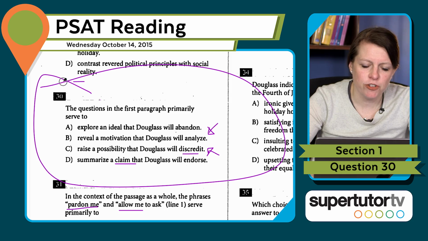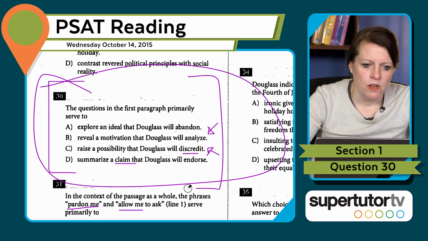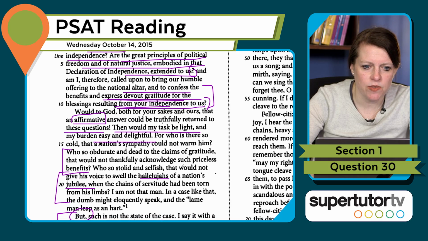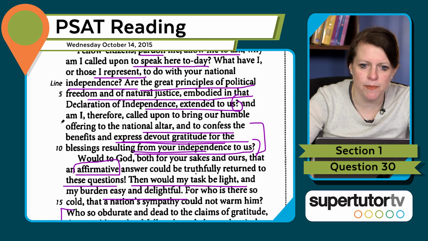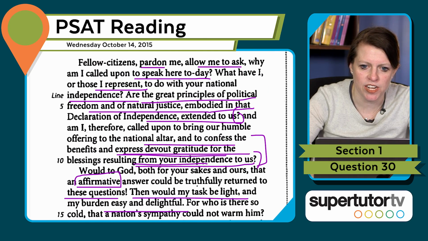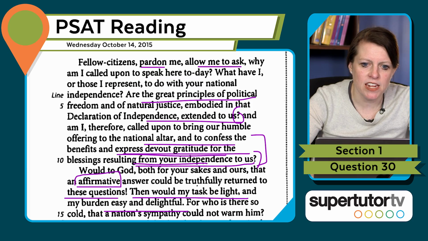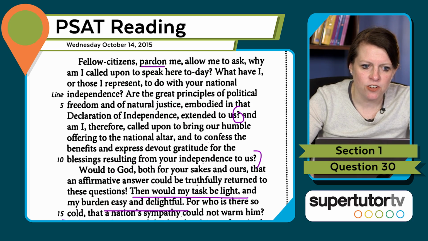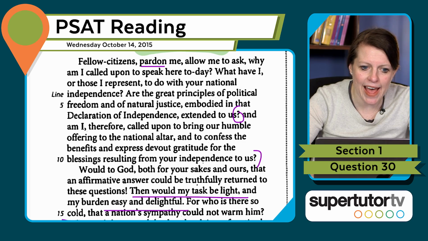So this is a Frederick Douglass passage, and I'm just going to read for you guys a couple paragraphs here so that you can see what's going on. So this is from Douglass, who is an abolitionist, former slave, and he gave this speech to an anti-slavery group in Rochester, New York, and it's called What to the Slave is the 4th of July.